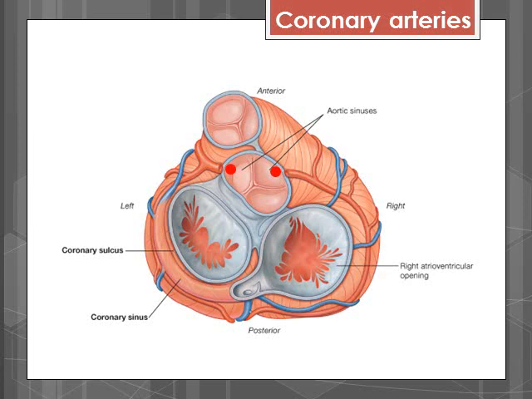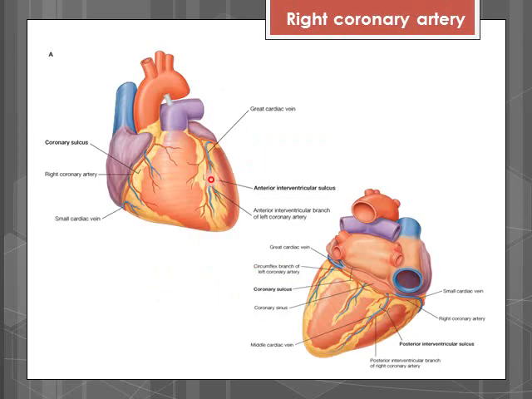aortic sinus. Here we can see the anterior and posterior aspects of the heart and the attached great vessels. This is the coronary groove or coronary sulcus, which separates both atria from both ventricles. The right atrium, the left atrium, right ventricle, and the left ventricle. Also, this is the anterior interventricular groove that separates the right ventricle from the left ventricle.